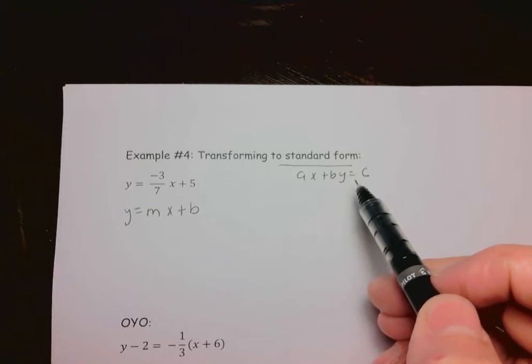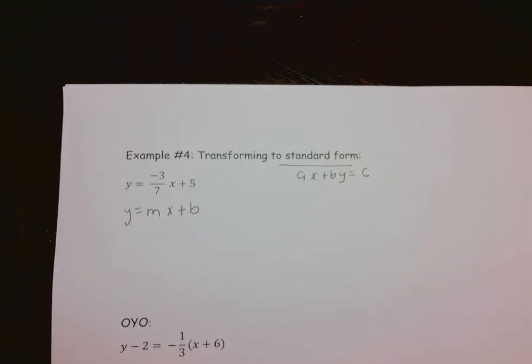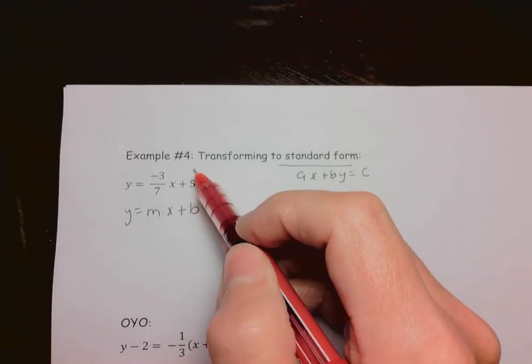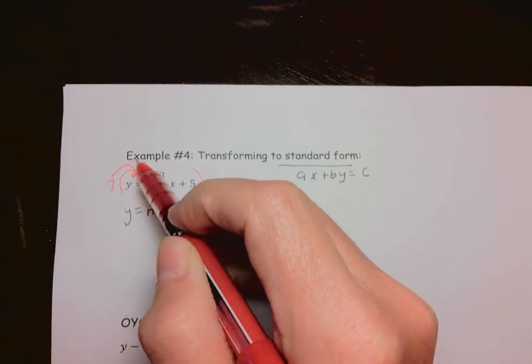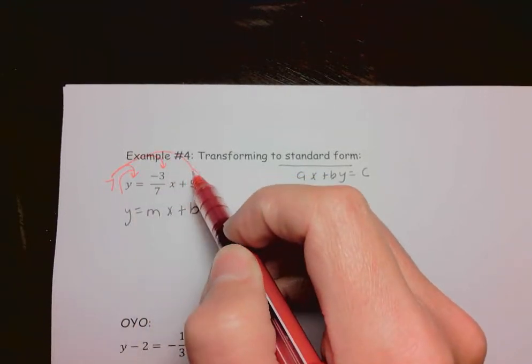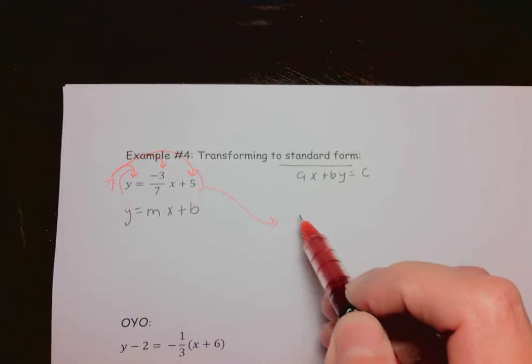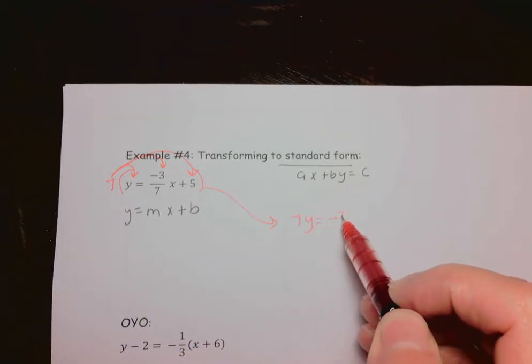Okay, so what am I going to do? What's the first thing I need to do? I have a denominator here of 7, and I want to get rid of the denominator, so I'm going to multiply every term by 7. And in doing so, I will get rid of my denominator.